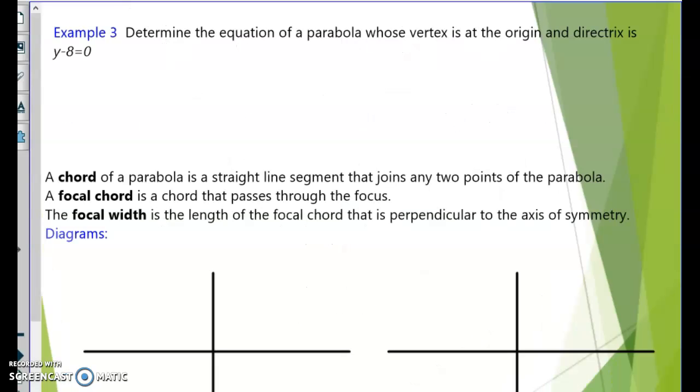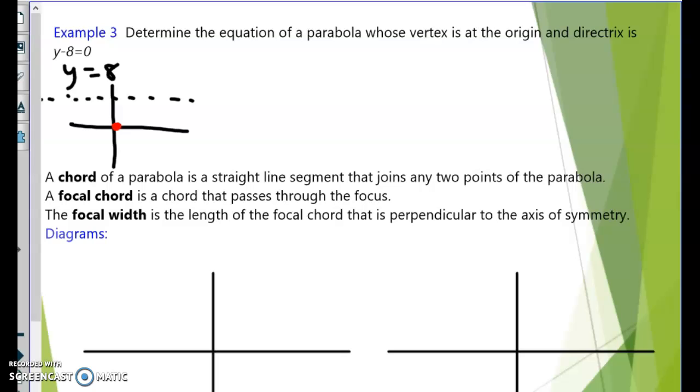Alright, so let's determine the equation of the parabola whose vertex is at the origin and the directrix is at y equals 8. And so if I have a picture of this, there's my directrix. If it has a vertex at the origin, it must be going downward because it can't be going the same direction that the directrix is.